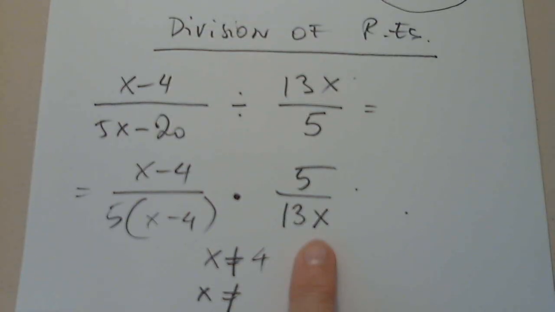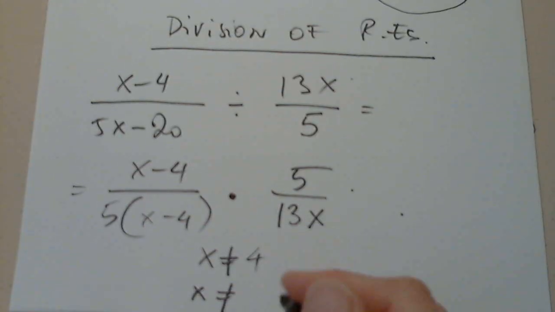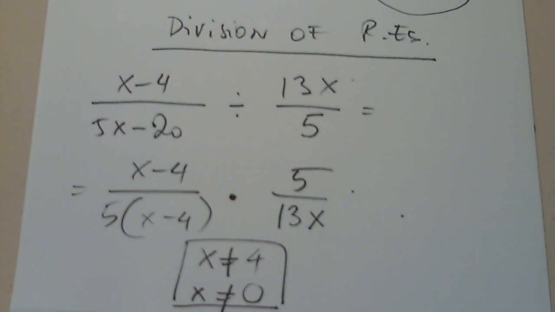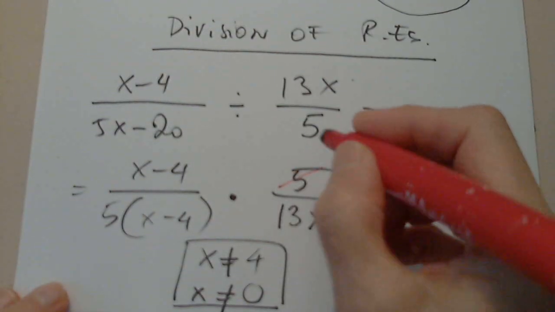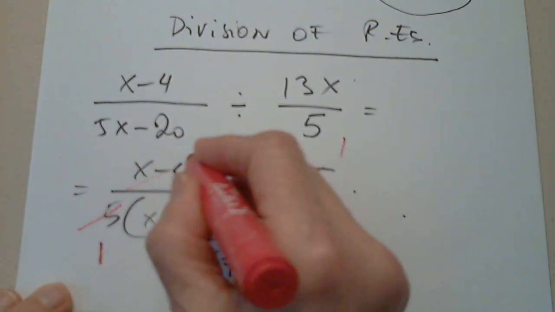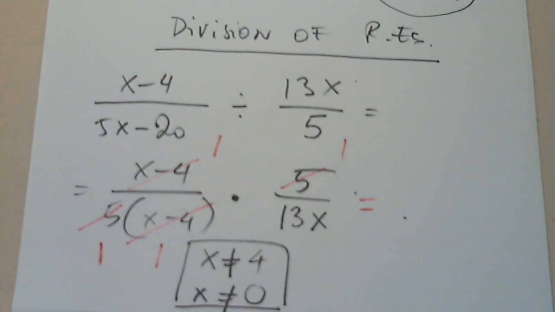From here, what restriction will I write? Negative 13? Careful, this is not plus. 13 times what number will be 0? 0. Exactly. Good. So now I'm free to simplify. I'll simplify a 5 from the top with a 5 from the bottom, and I write 1. I'll simplify a factor of x minus 4 from the top with a factor of x minus 4 from the denominator.